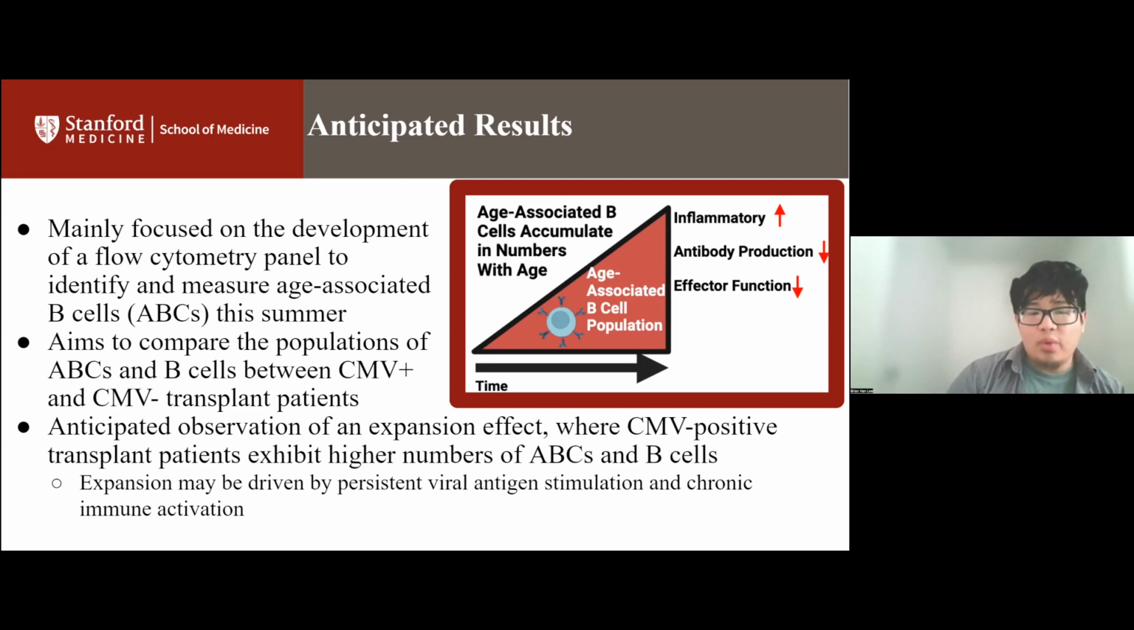Like I said earlier, we do anticipate seeing the observation of an expansionary effect of age-associated B cells and B cells, just because in order to establish your immunity, your body needs to constantly increase antibody production, right? And logically, it really makes a lot of sense why age-associated B cells and B cells in general would increase as CMV infection and transplantation rage on.